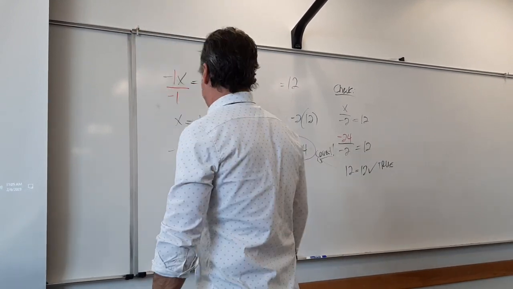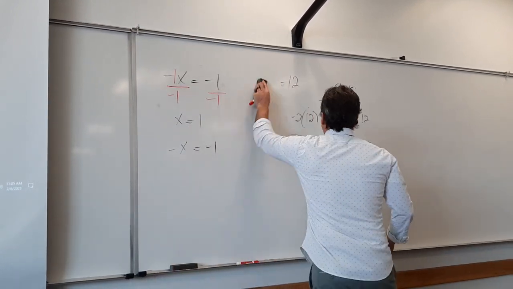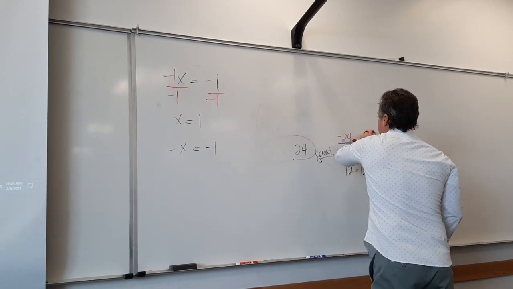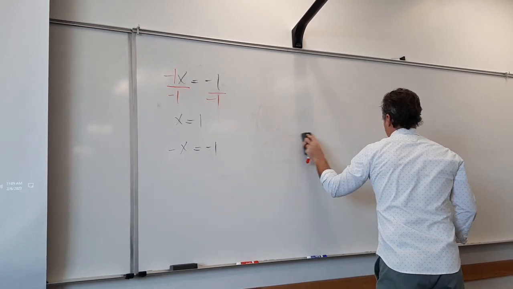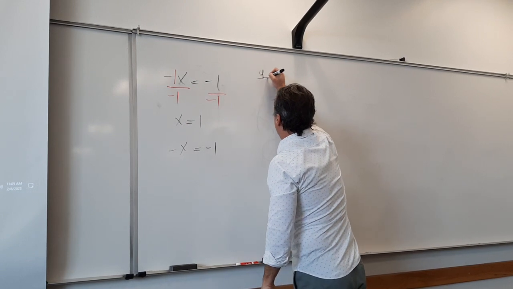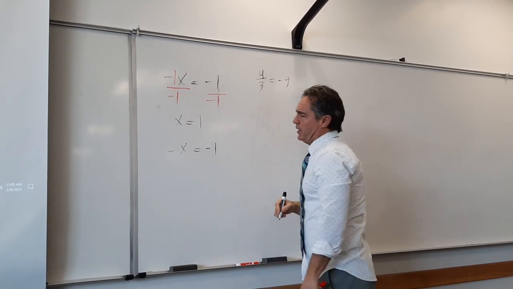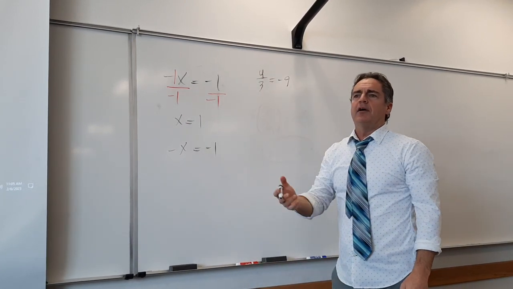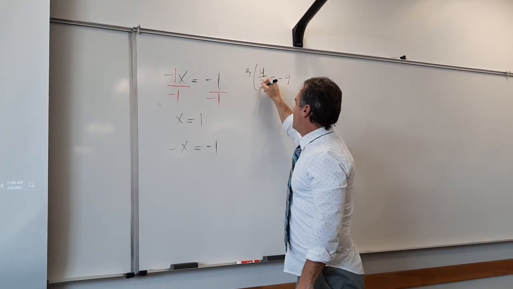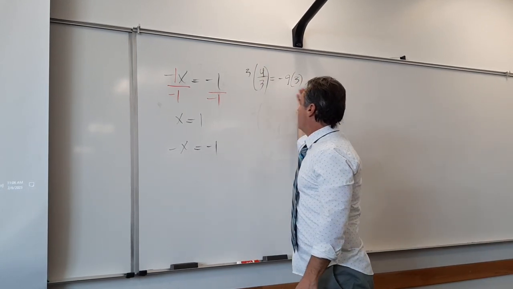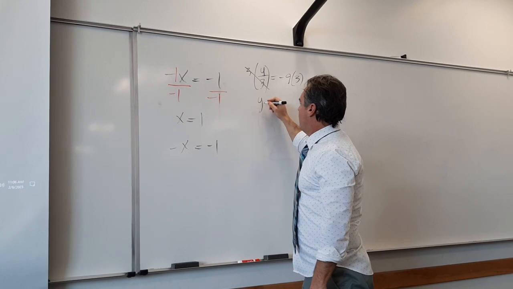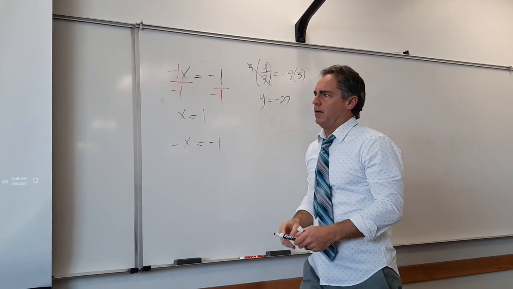Y over 3 equals negative 9. Who's sharing sides with Y? What's it doing? It's dividing. So you're going to multiply this side by 3 and this side by 3. What you do to one side, you got to do the other. These cancel. Y equals negative 27. Say woo, you got it right.